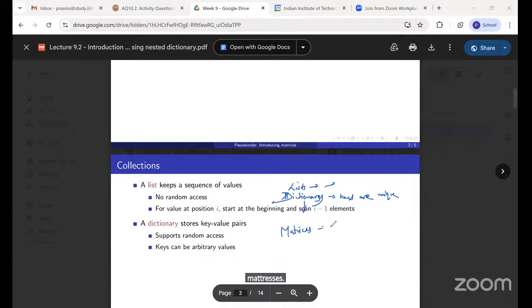How can we create matrices, and why do we need matrices? Can anyone answer? To find the relation between two variables. Any other advantage of using matrices?